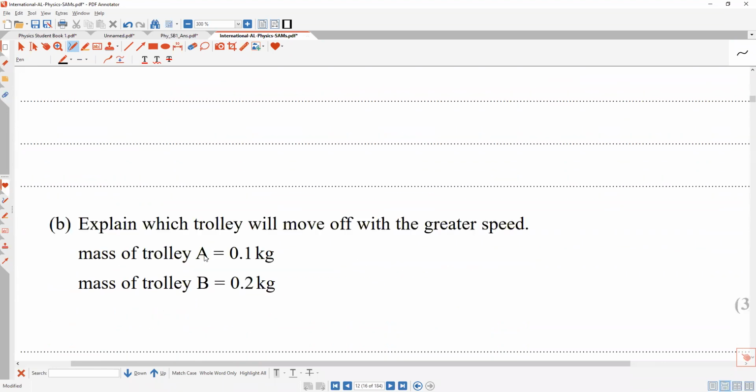Mass of trolley A is this. Mass of trolley B is this. Okay, you explain to me. Which one will move with a greater speed? Trolley A or trolley B? You're saying trolley A. Why? Less mass, more speed, that is also there, but you need to give me some more explanation. So, 3 marks question.